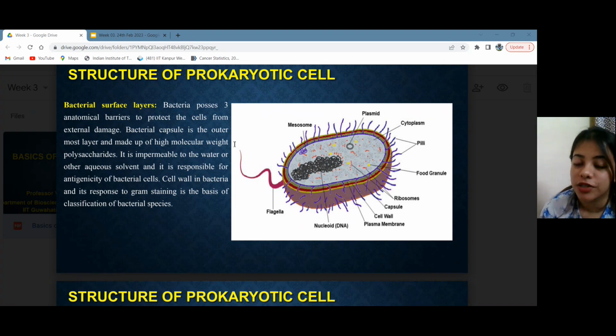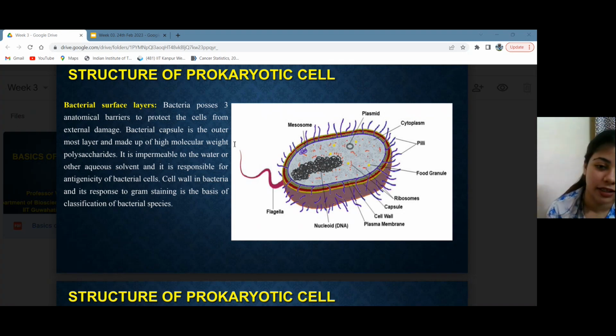But yeah, the capsule is a general component of most bacterial cells, and it's impermeable to water and other aqueous solvents. It has some proteins which contribute to the antigenicity of the bacterial cells. And the cell wall in bacteria, and its response to gram staining, is one of the ways in which bacterial species are actually classified.